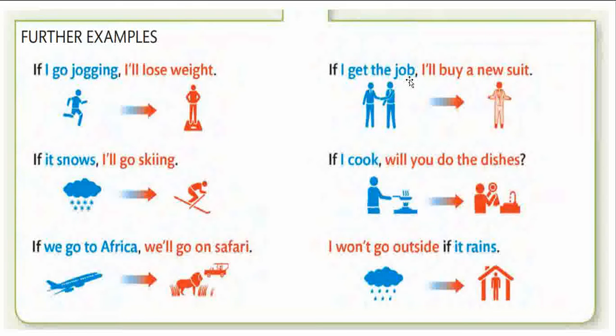If I get the job, I'll buy a new suit. So this is also a possibility. If a person gets the job, the outcome can change. That means a suit can be bought. If I cook, it's a likely condition. Will you do the dishes? This is the outcome, or the future, that is likely to change based on the current action. I won't go outside if it rains. If it rains is the condition. Over here the structure is interchanged. Now I request you to pause the video at this point and construct sentences.